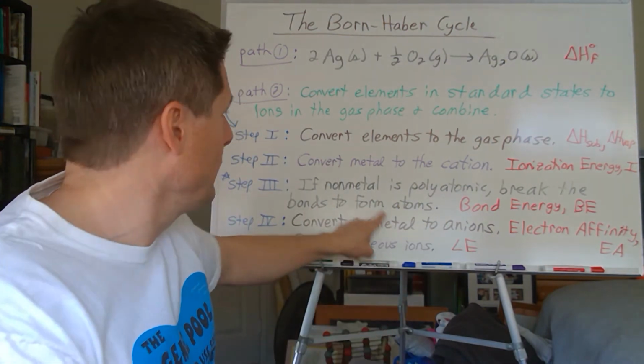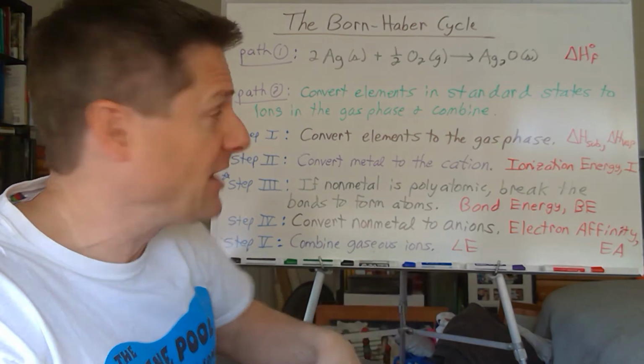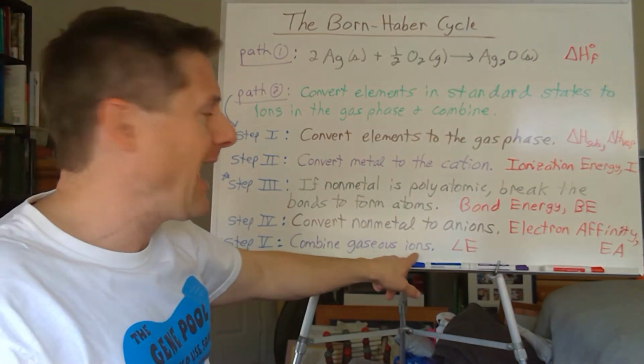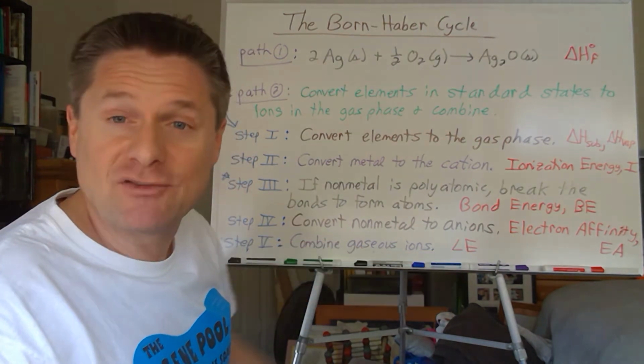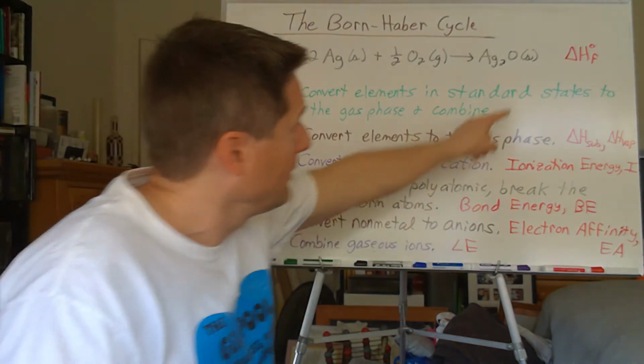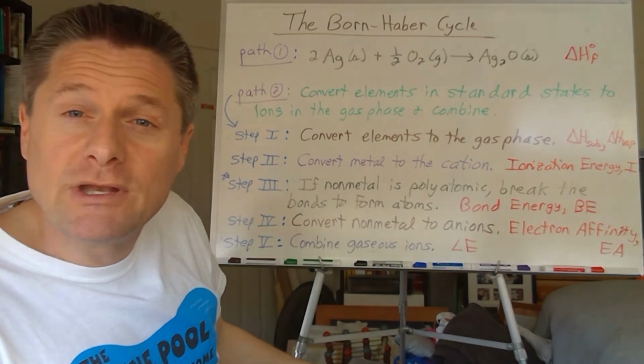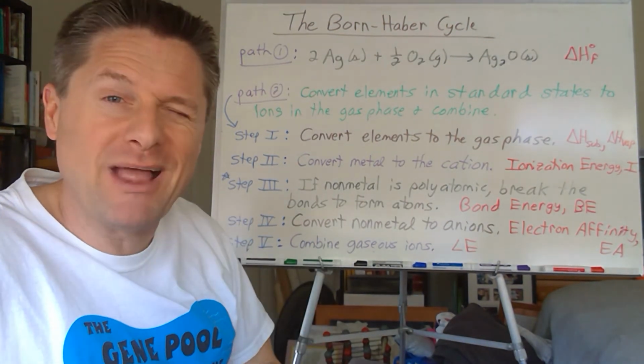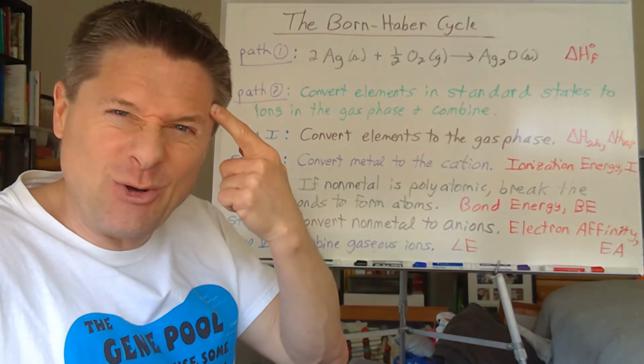Last but not least, we will now have the nonmetal in the gas phase with the proper anion charge. We've got the metal in the gas phase with the proper cation charge. We just combine them to form the solid. Combine the gaseous anions and cations, and that's your lattice energy. Add these all together. Path 1 should equal path 2. Let's do some equations on the next board. A little review from last semester for you in case you're a little rusty in the brain.